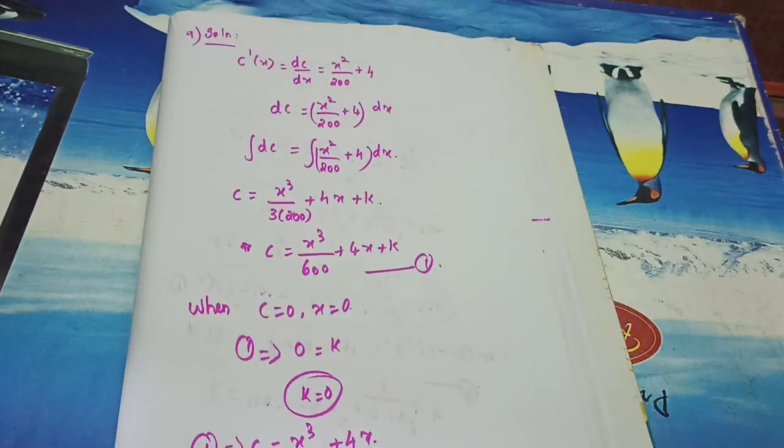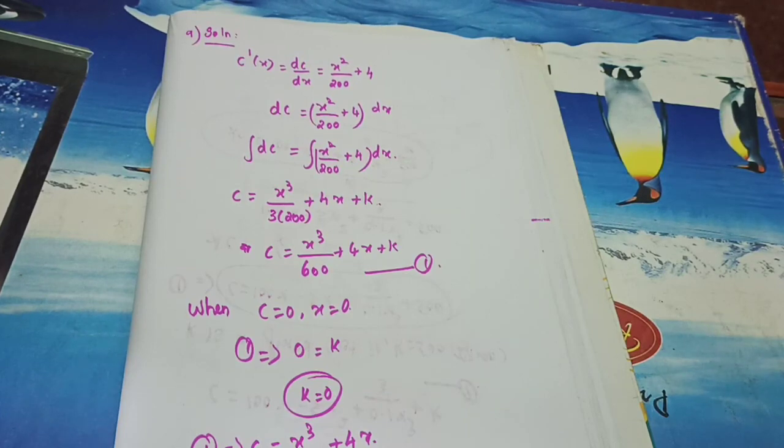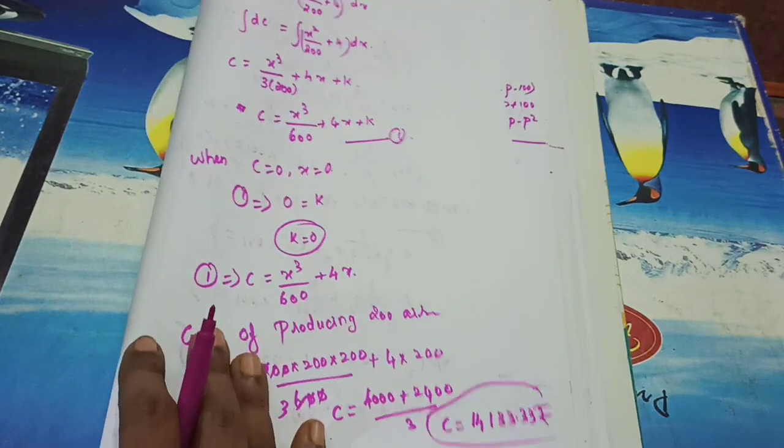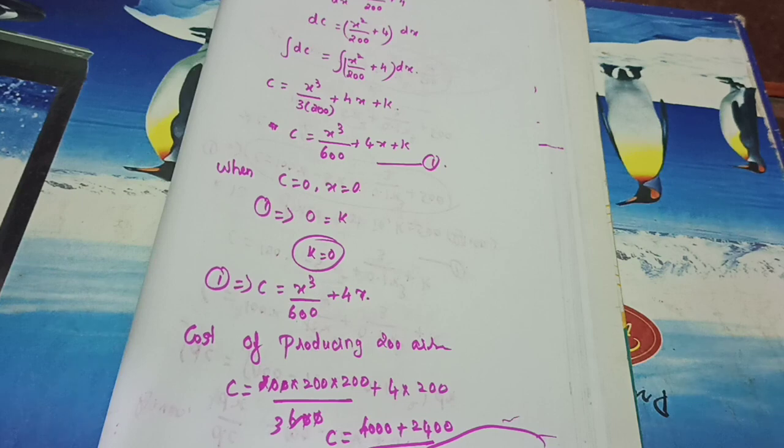So how do you need to do it? C dash of x is given as dc by dx, which equals this given value. So dc you can keep this side, dx to that side, integrate on both sides, and you will get c. When c equals 0, x equals 0; substitute in 1 and you will get k. Then substitute the k value in equation number 1, and to find the cost of producing 200 air conditioners, in the place of x substitute 200. You will get the answer 14133.33 rupees. Understand? I hope you got it.